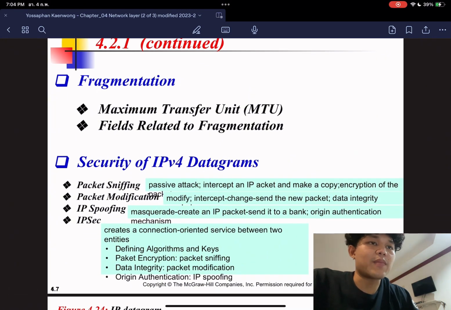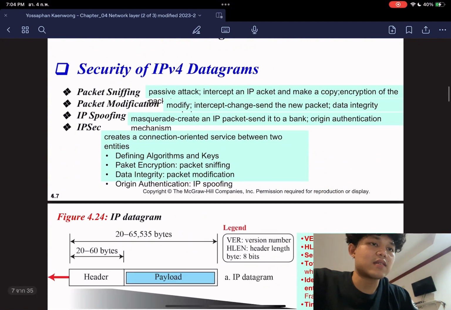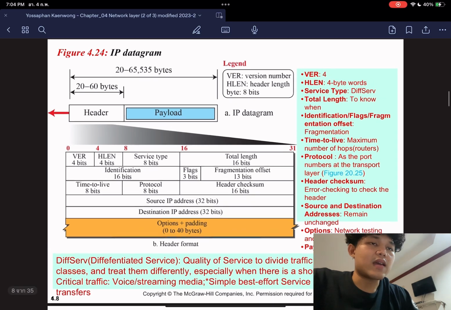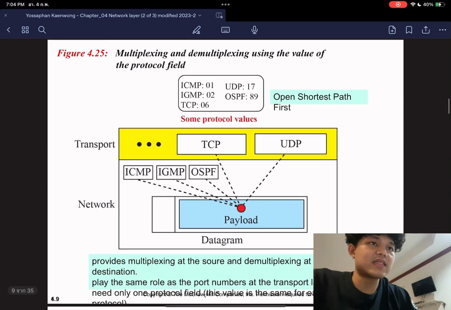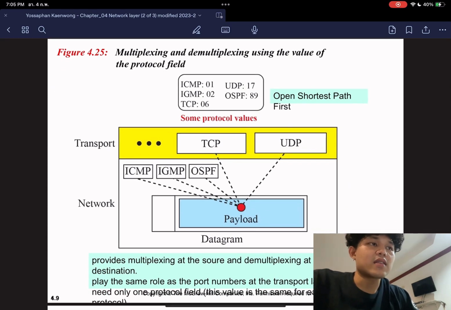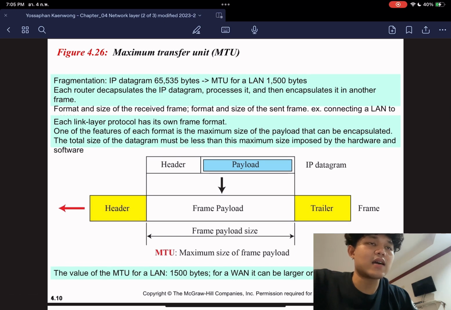Fragmentation. I have a maximum transfer unit or MTU and fields related to fragmentation. Security of IPv4 datagrams. I have packet sniffing, packet modification, IP spoofing, and IPsec. And this picture is the IP datagram. And this is the multiplexing and demultiplexing using the value of the protocol field. And this is the maximum transfer unit or MTU.